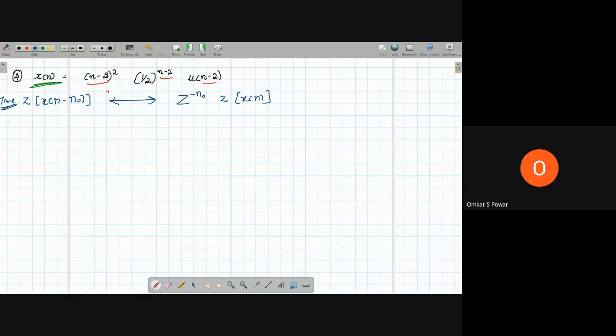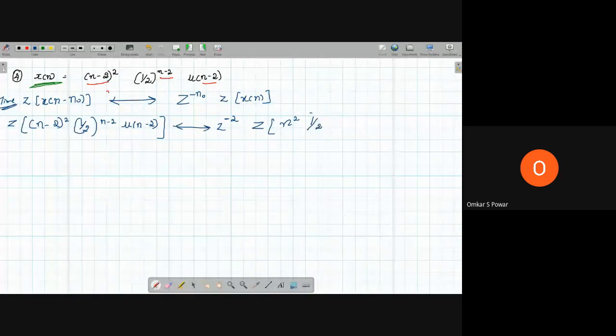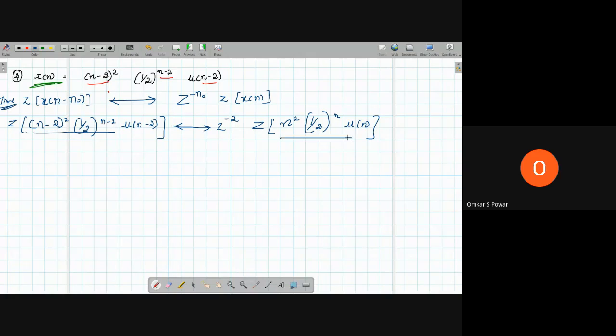So now what is your question here? The Z transform of (n minus 2) the whole square, half to the power of n minus 2, into u of n minus 2. So this is your question. So z to the power of minus n naught, which is 2, and the Z transform of x of n. So what's your x of n? It is n square, half power n, u of n, because this is x of n minus n naught. So understand the property, and based on that we have written.